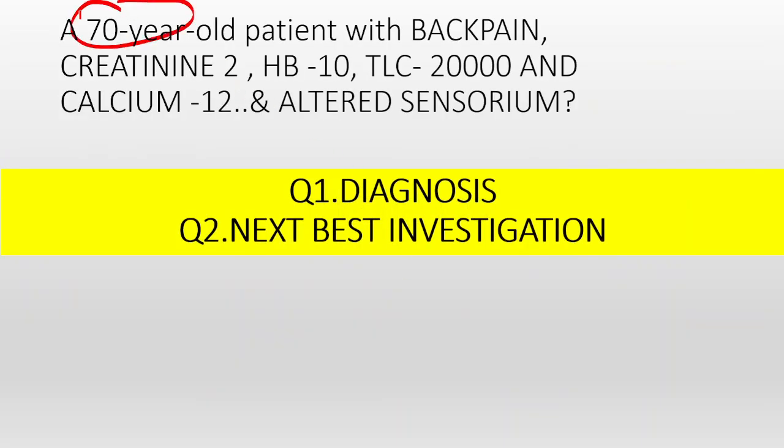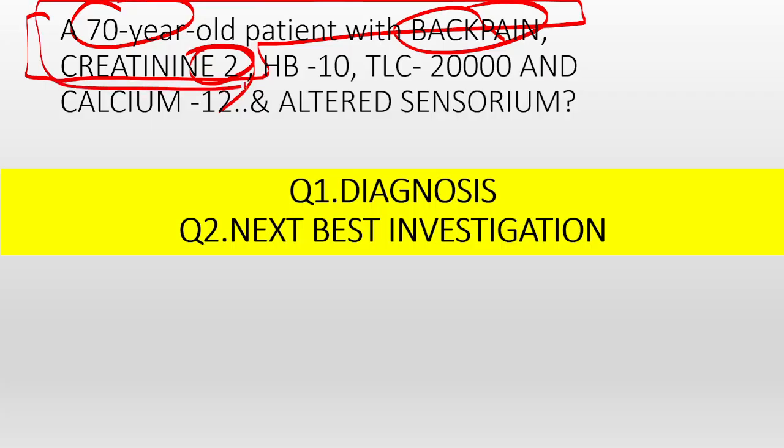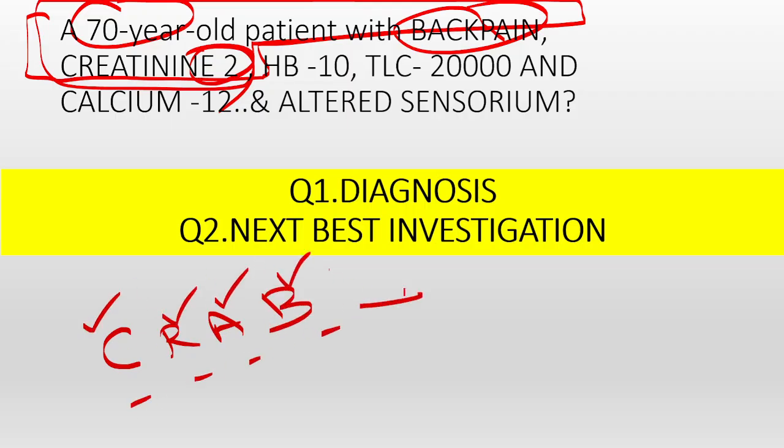Another good clinical question. 70-year-old, back pain, creatinine 2. A final MD resident should be able to make the diagnosis here, which is a CRAB mnemonic: high calcium, renal dysfunction, anemia, and bone pain. Here everything is there.